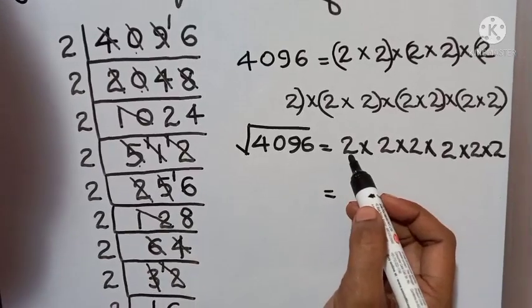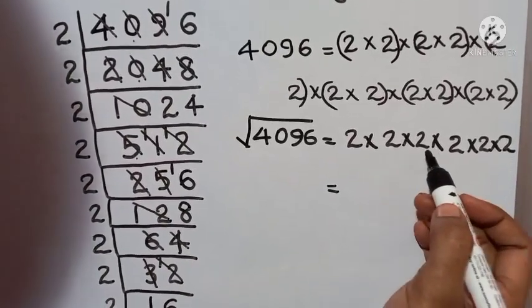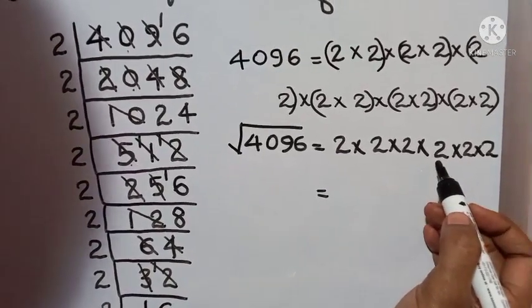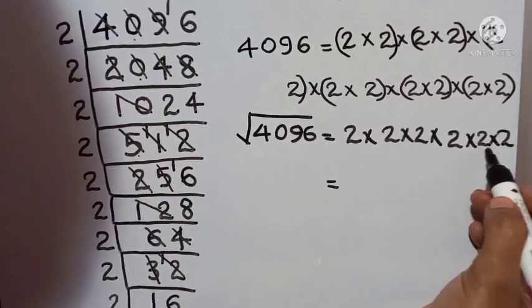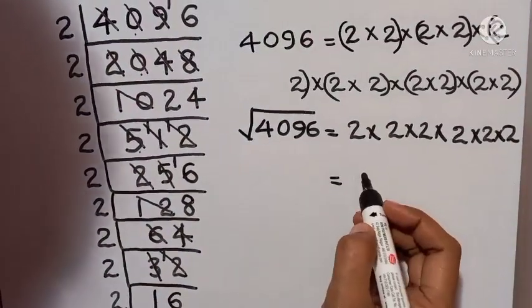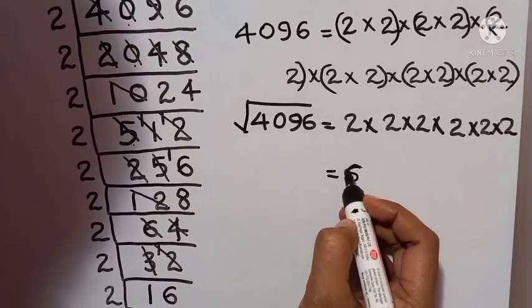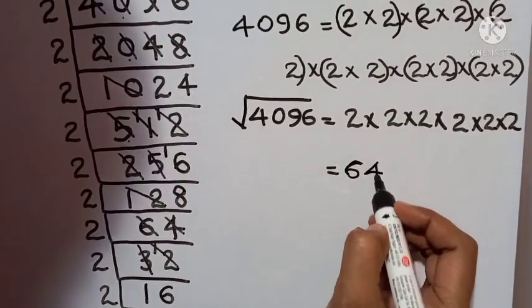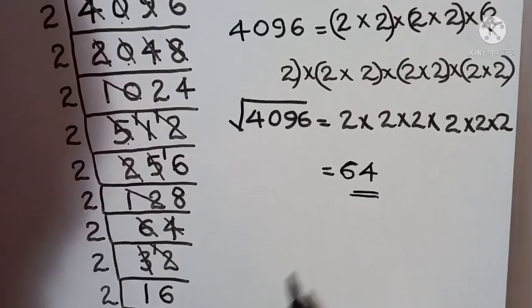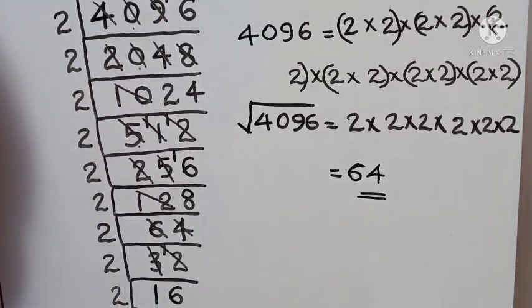Then multiply this. 2 into 2 is 4, 4 into 2 is 8, 8 into 2 is 16, 16 into 2 is 32, 32 into 2 is 64. So our answer is 64. Square root of 4096 is equal to 64.